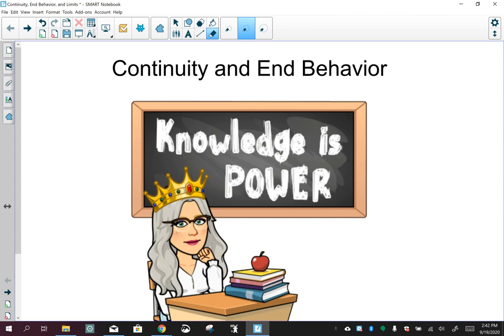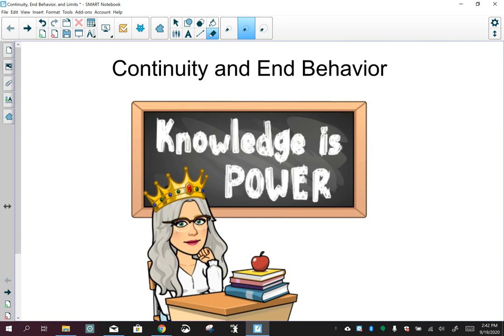Hello, everybody. So today we're going to talk about continuity and end behavior. What we're going to look at here is how to determine if a graph is continuous or not, and then we're going to look at the three different types of discontinuities. And then we're going to look at, well, what about the end behavior? So as the graph leaves the grid, where is it going?